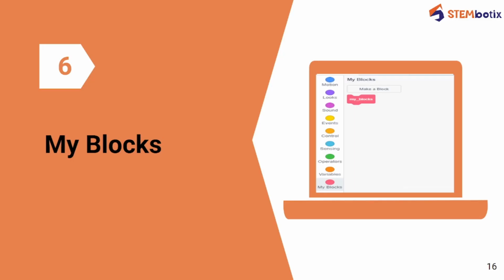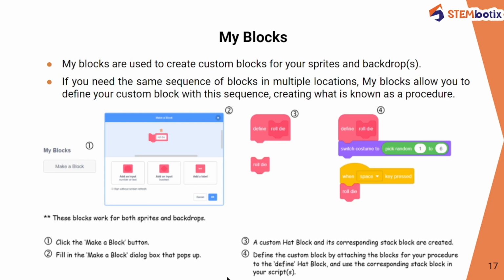In this particular sixth section we will see the category of My Blocks. So this is the My Blocks category available in the block programming palette. My Blocks is the category in which you can customize blocks as per your requirement or as per your imagination. If you add any custom block to your project, you can use this section to add that. My Blocks are used to create custom blocks for your sprite and backdrops. If you need the same sequence of blocks in multiple locations, My Blocks allow you to define your custom block with this sequence, creating what is known as a procedure.